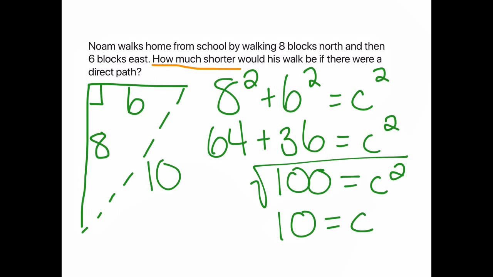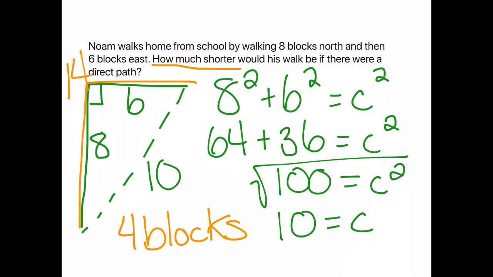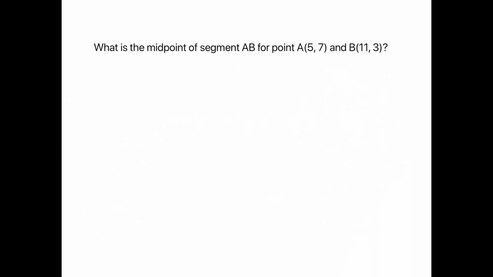So his walk now is 8 plus 6, which is 14 blocks, and if there was a direct path he would only walk 10 blocks. So how much shorter would his walk be? And the answer there would be 4 blocks. And that's how you solve question number 2.